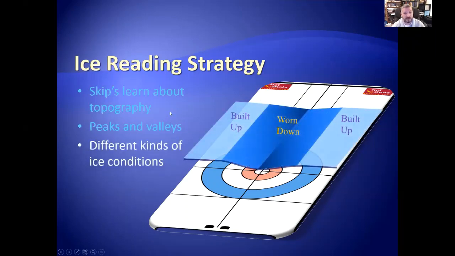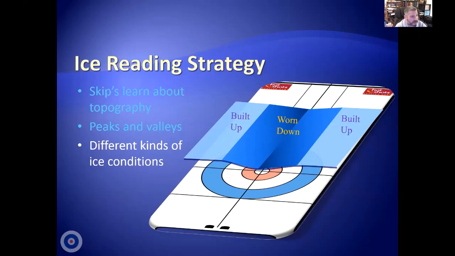And there are different kinds of ice conditions, built up versus worn down. We're showing in the graphic here. Obviously built up, meaning we're adding pebble every time we have a draw. We're adding more and more pebble, but we're not necessarily wearing it down. And towards the center of the sheet, it might get worn down more.